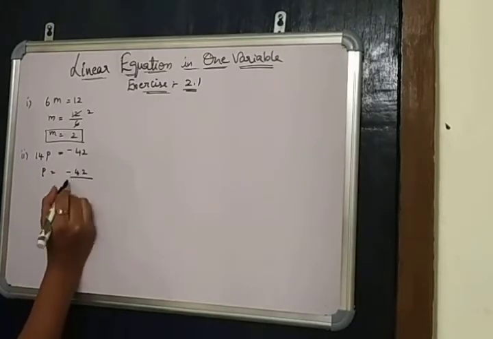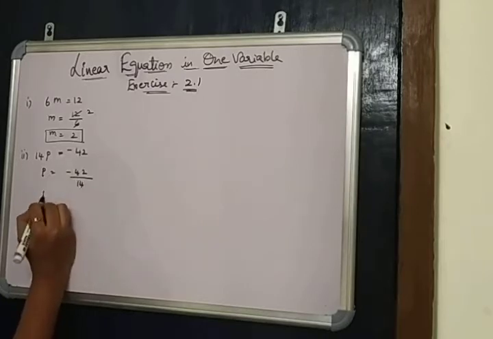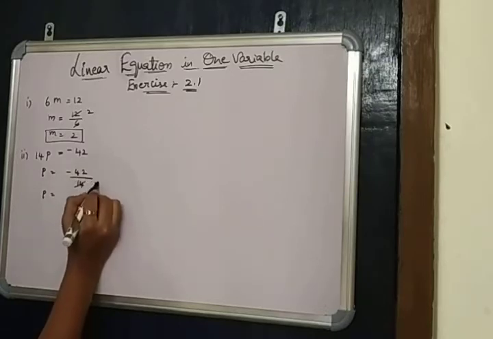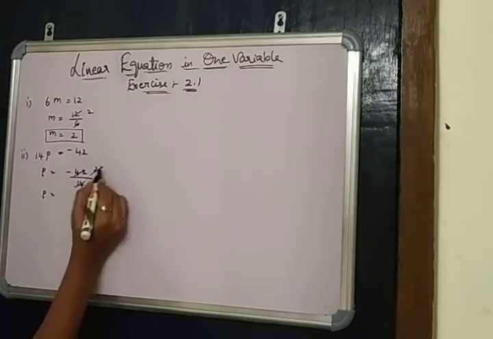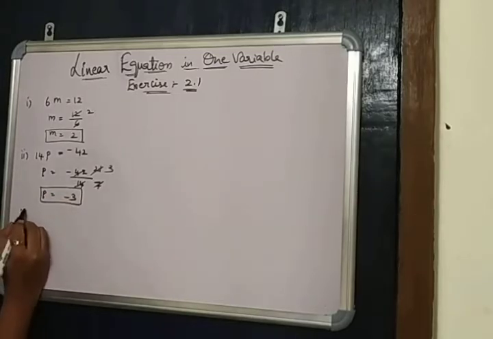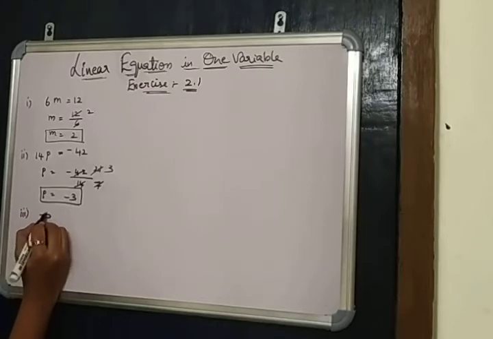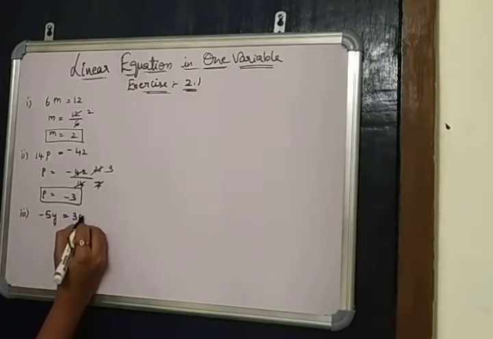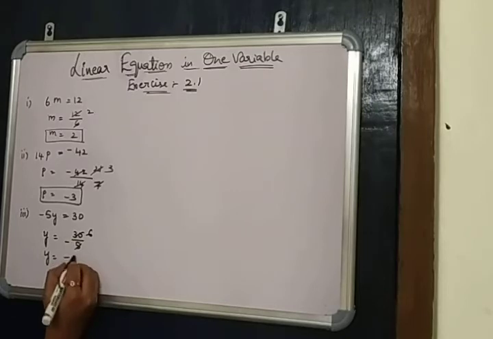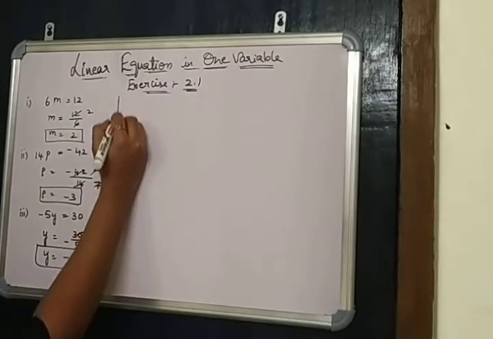Transpose this 14 to the right hand side. It becomes 42 divided by 14. In the 14 table, 14 times 3 is 42, so the answer is -3. p = -3. Third problem, -5y = 30, where y = 30 divided by -5. Transposing the 5 to the right hand side, y = -6. -6 is the answer.